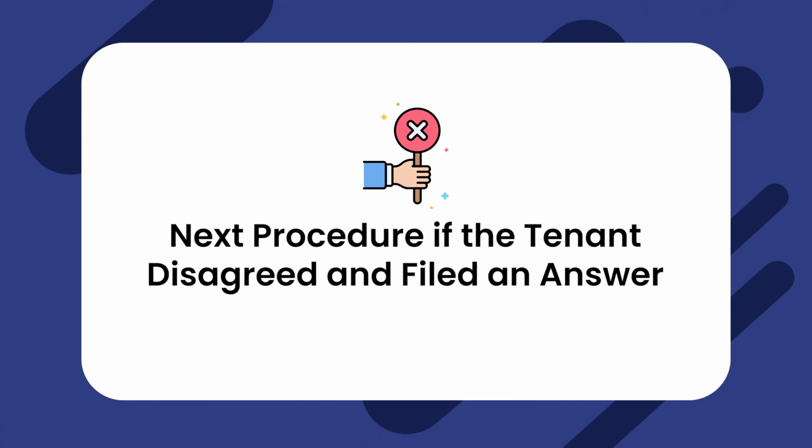Either party may appeal the judgment within 15 days from the time judgment for possession was issued by the court. Next procedure: if the tenant disagrees, filing an answer is not necessary for an eviction hearing to be held or scheduled. The court trial must continue and come to order.